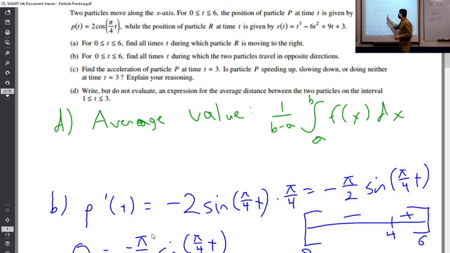What's a and b? A and b are my endpoints. So in that case, it's asking for between 1 and 3. So it's asking for the average value of a function. That's our formula for average value. I haven't done the entire problem, but I've done a lot of the outline of how the problem is going to work, and I did parts B and C. So that should give you some good ideas here.